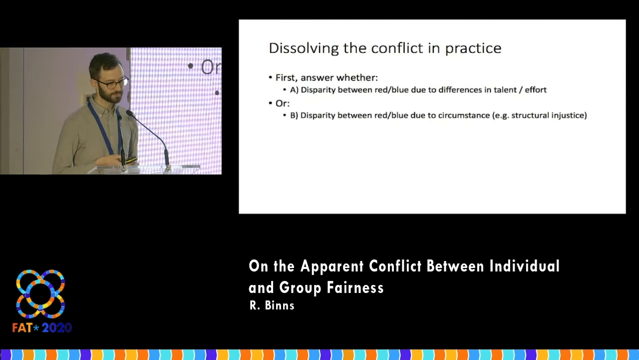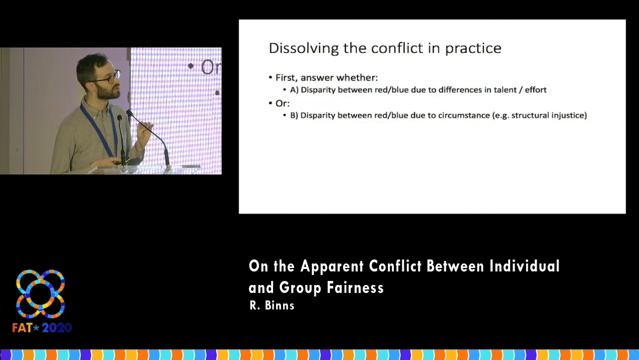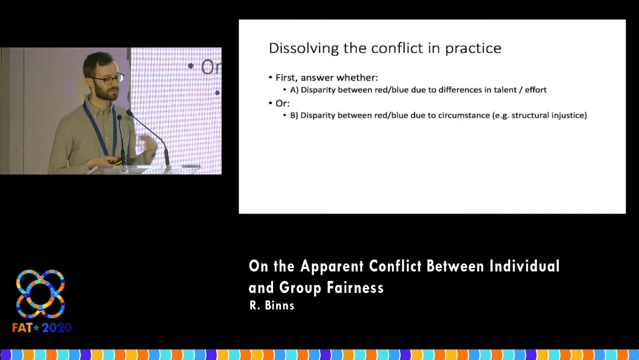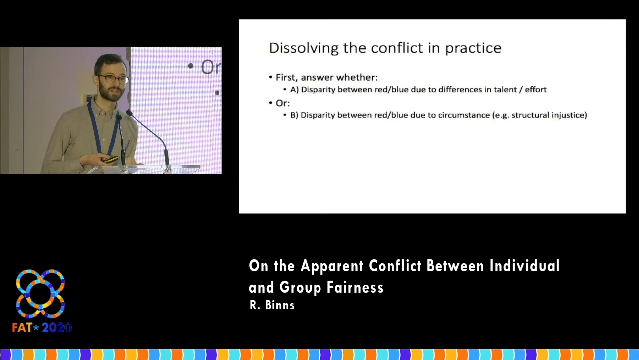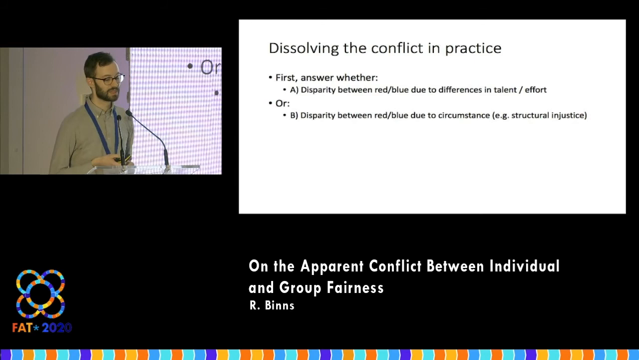So I want to suggest that we can dissolve this conflict in practice if we focus on the more important question, not of individual comparisons versus group fairness, but between two assumptions. One assumption being that the disparity between red and blue is due to differences in talent or effort or things that we'd hold them responsible for. Or on the other hand, whether we believe that the disparities are due to circumstances such as structural injustice.